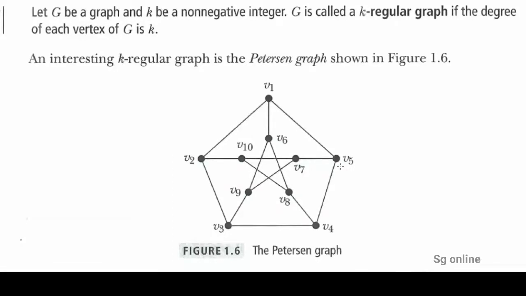So this kind of graph, we say that it is a regular graph if the degree of the vertex is constant, and if the constant is k, then we say that it is a k-regular graph. So this Petersen graph is a k-regular graph, a 3-regular graph, where k is 3. Now I will describe what is basically the construction of the Petersen graph.